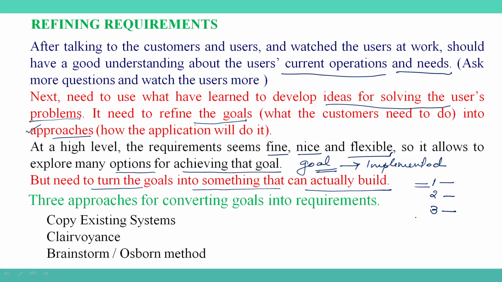So different approaches are there to convert these goals into requirements. We have a set of goals, and these goals are to be converted into requirements. We are using 3 different methods. That is copying the existing system, clairvoyance, and the brainstorm method, or Osborne method. So these 3 methods we will use for the process.